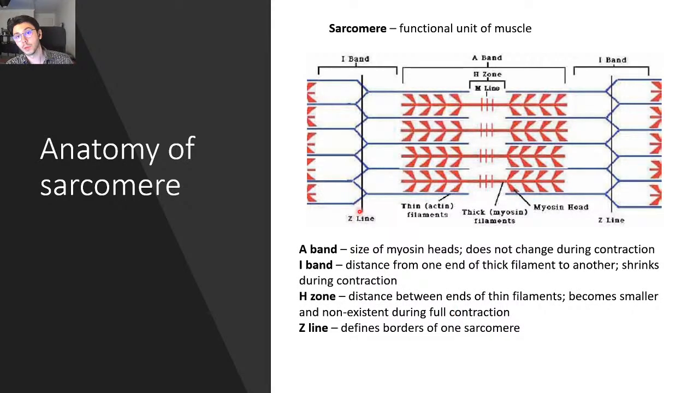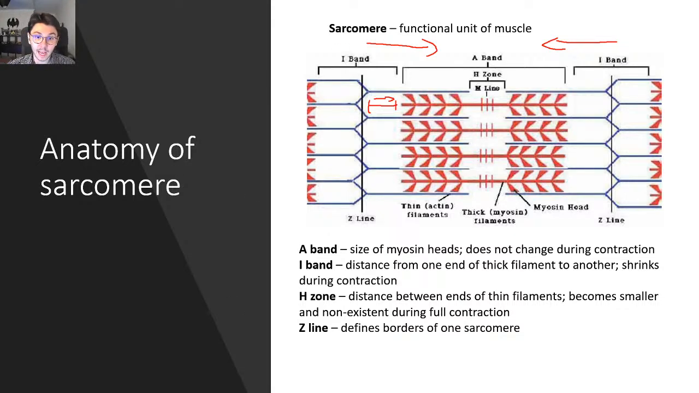Now moving on, we have different parts of the sarcomere. So the A band is the size of the myosin heads, which does not change during the contraction. The way you can think about this is that these move inwards, whereas this stays the same. So you would see this gap here becomes closed, so this moves in that direction. So they stay the same, but these move and they slide onto each other. That's called the sliding filament hypothesis or model.